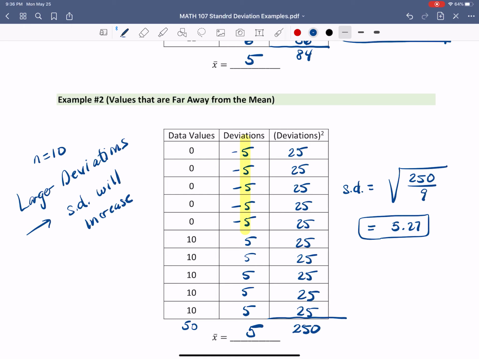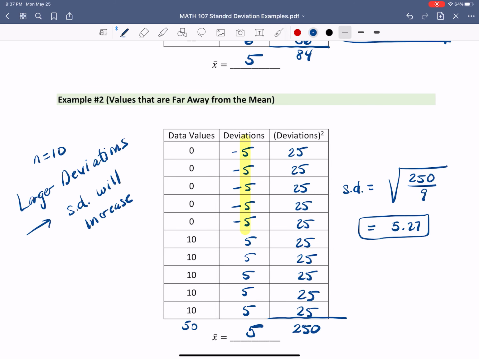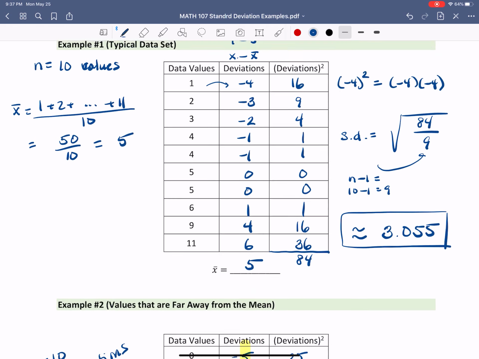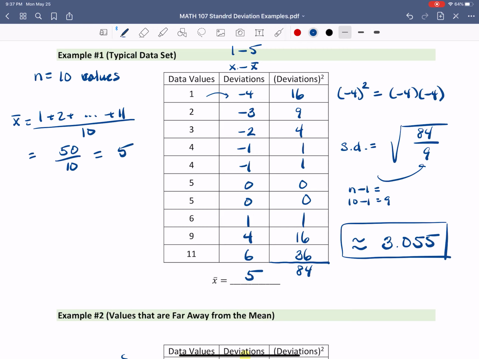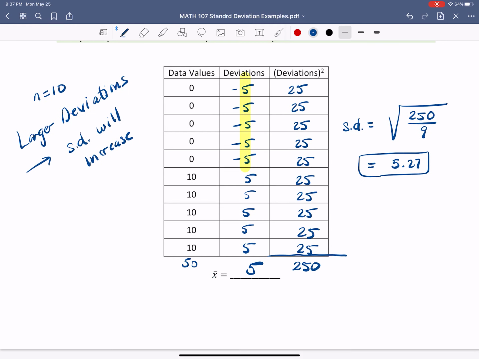But if you have data that looks like this, for example, here. So these are either 0 or 10. None of the values are close to the mean, which means we're not going to have any small deviations. They're all going to be large, okay? So that's going to produce a larger standard deviation. Here, we had some values that were close to the mean and some that weren't, which means we're adding up some larger numbers, but instead of some of the large numbers we got down here, we're adding up some smaller numbers. So that means that's going to make our standard deviation smaller. So that's comparing those two.